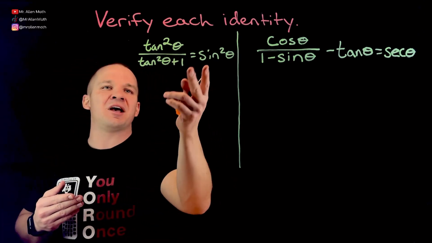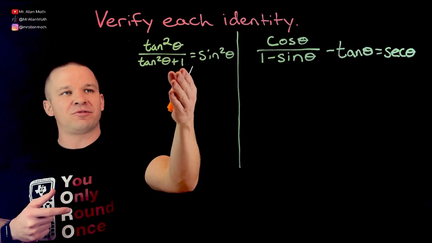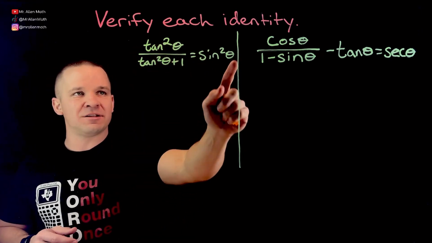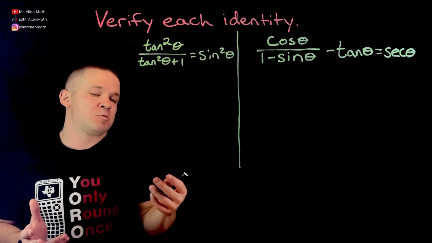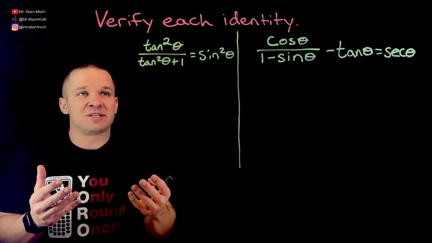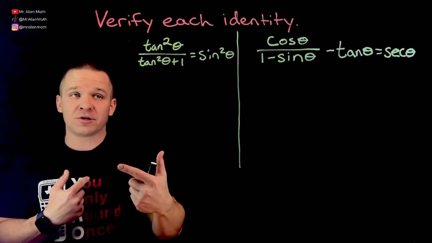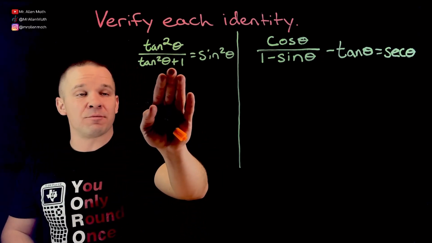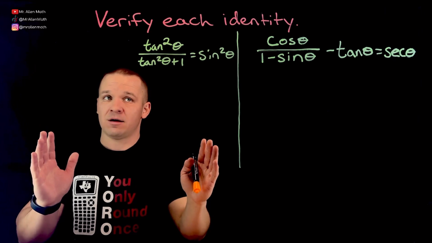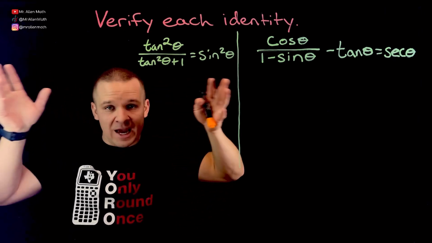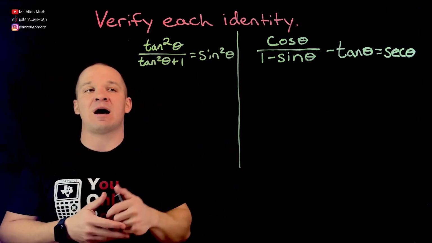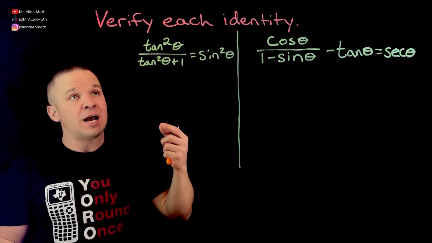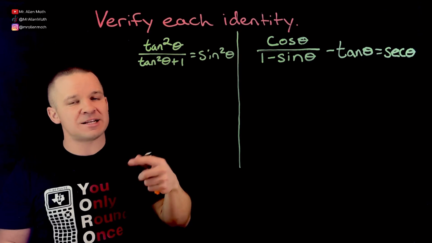We got tangent squared theta divided by tangent squared theta plus 1 is equal to sine squared theta. So I'm going to only mess with my left-hand side here to get it to look like my right-hand side. Cool? Let's talk about some things that we shouldn't do first, okay? First one is I can't split this into two fractions. If my denominator has a sum or a difference, I cannot split it, okay? If this was flipped, then you can split into two fractions, but not when the denominator has a sum or difference, okay? No.